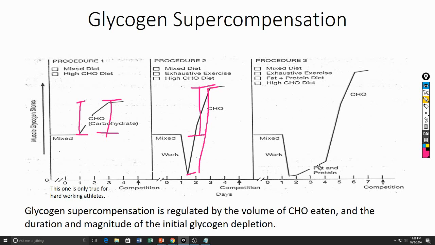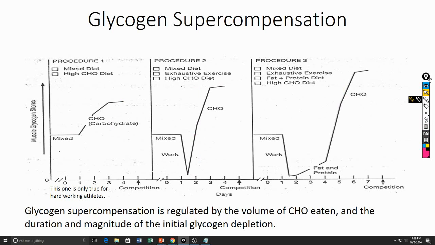But the subsequent supercompensation was the greatest. So in this case, what we're seeing is the longer the body is deprived, or the muscle is deprived of carbohydrate, the greater the compensation will be on the back end. Okay? So, you can take what you will out of this.